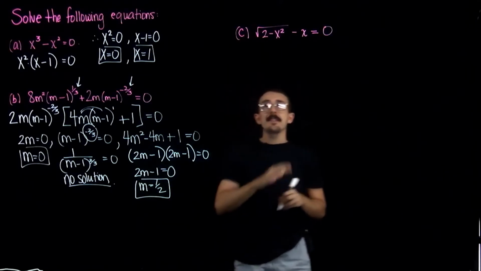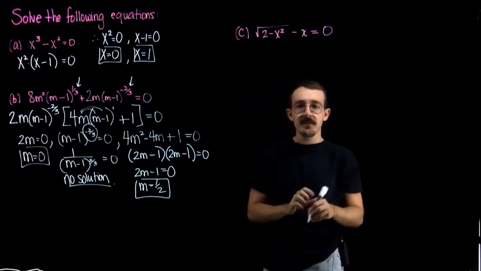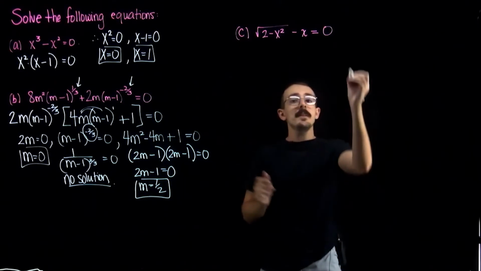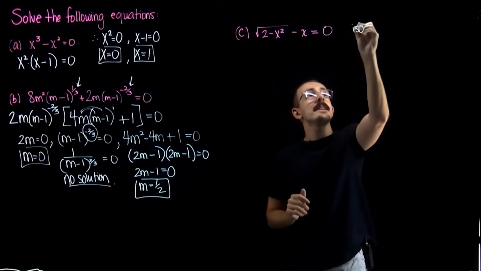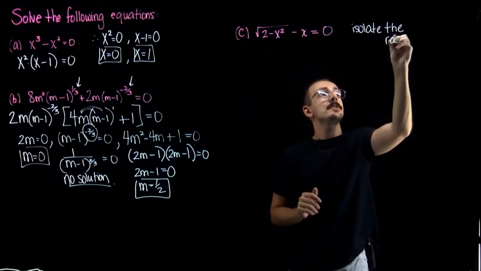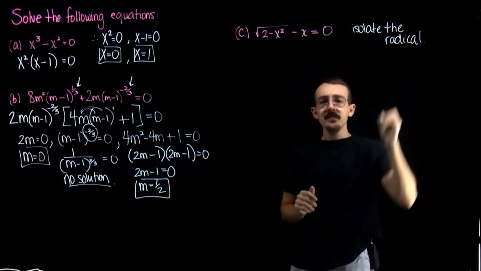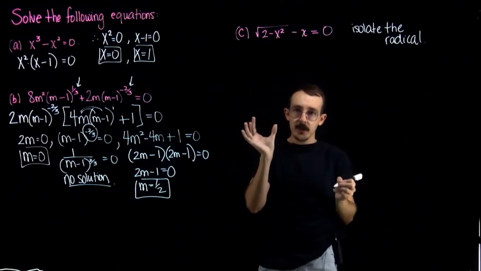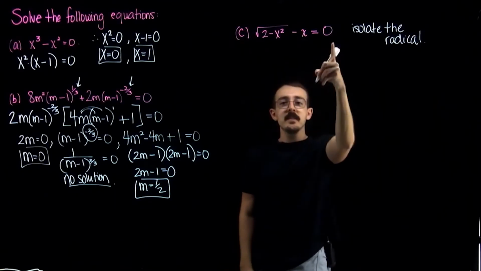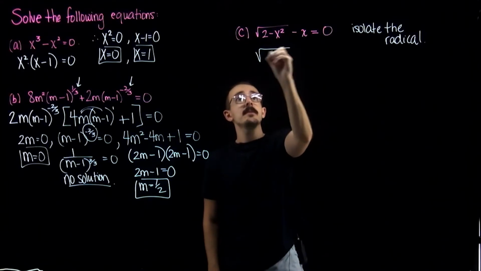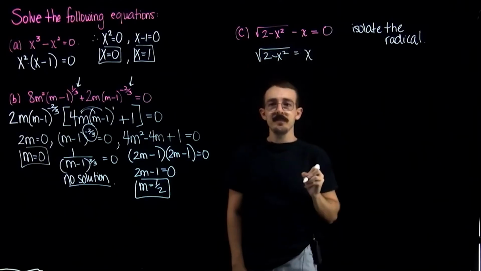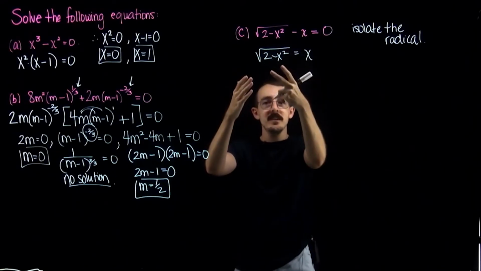OK, and then for this last one here, this is a radical equation. So I'm going to show you how to solve radical equations. What you want to think about doing is isolating the radical. That's usually the strategy for this. What I mean by that is you get the radical piece all by itself on one side. So I'm going to move this x away by adding. So I get radical 2 minus x squared equals x. So now the radical piece is all by itself on the left side.